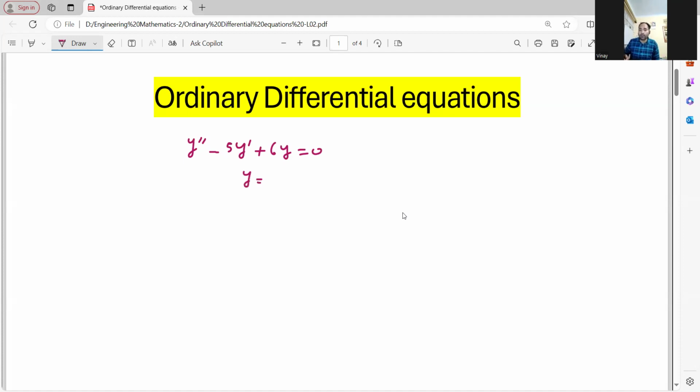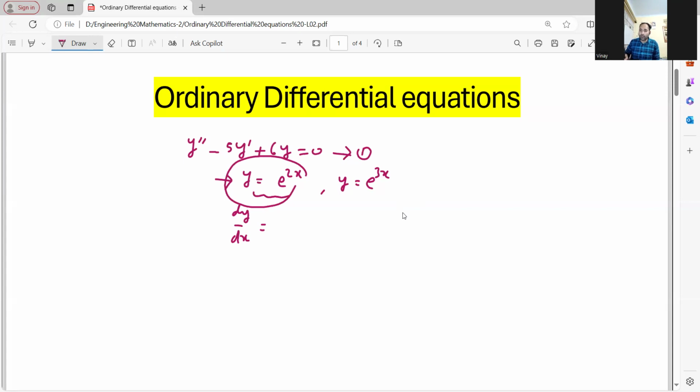For example, y is equal to e to the power 2x and y is equal to e to the power 3x. If you want to know whether these functions are solutions of this given equation, say equation 1, what are you going to do? You will find dy by dx. Basically, what you will do one by one, if you want to check whether this function is a solution to equation 1 or not, what will you do?